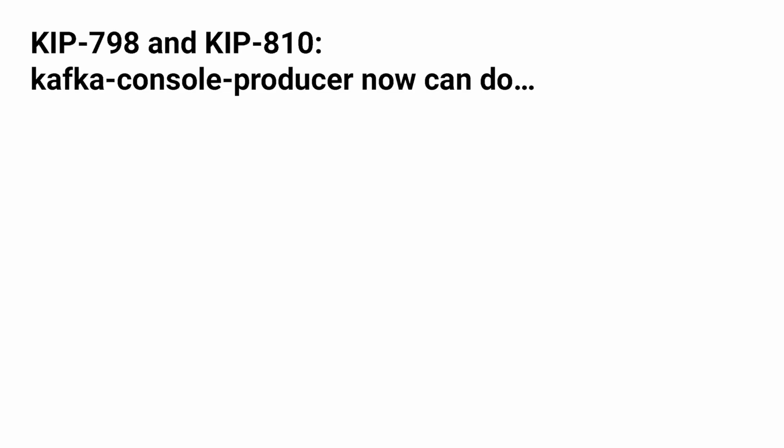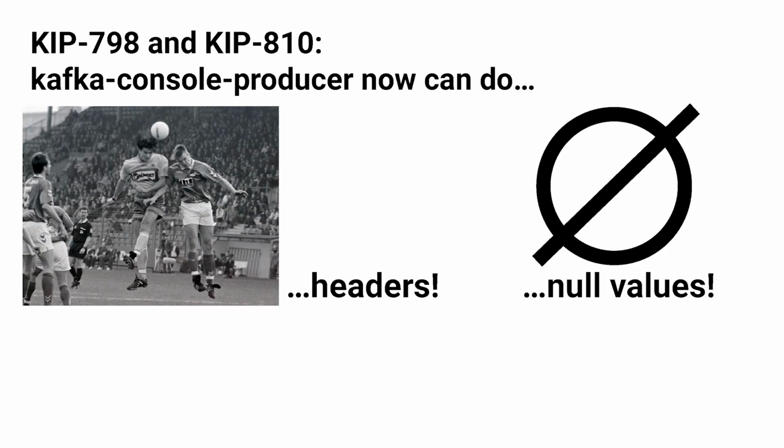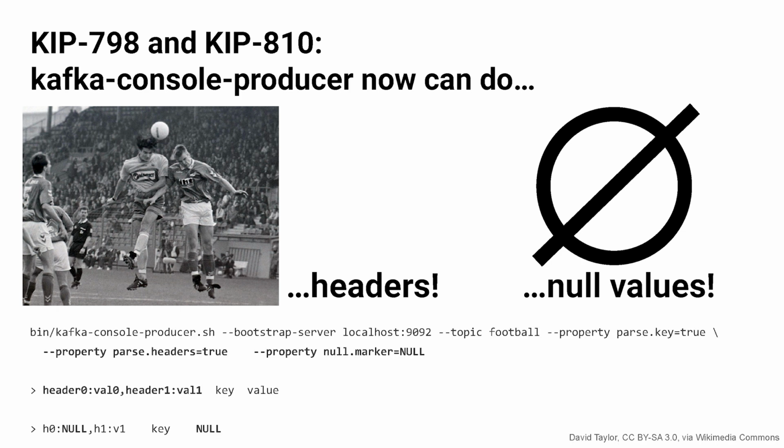With KIP 798 and KIP 810, Kafka Console Producer, everyone's favorite Kafka debugging and testing tool, has undergone a crucial facelift. Up until now, Kafka Console Producer was unable to produce messages with headers or null values. Currently scripting with Kafka Console Producer? No worries. These new features are handled with brand new flags, meaning that the existing functionality remains unchanged.